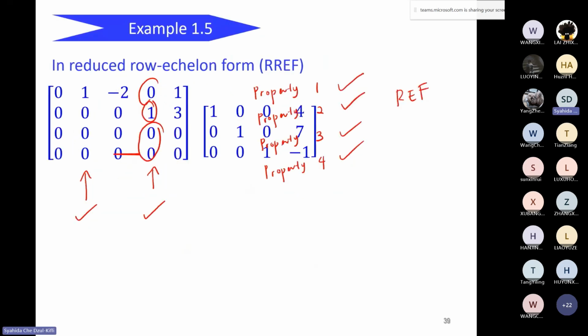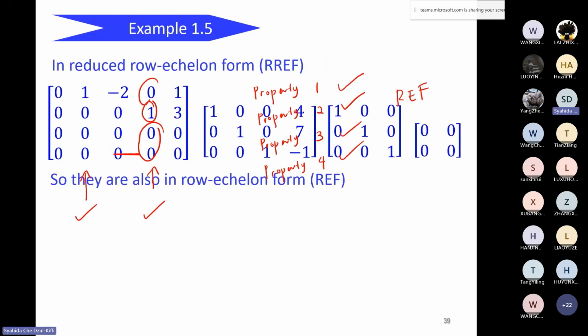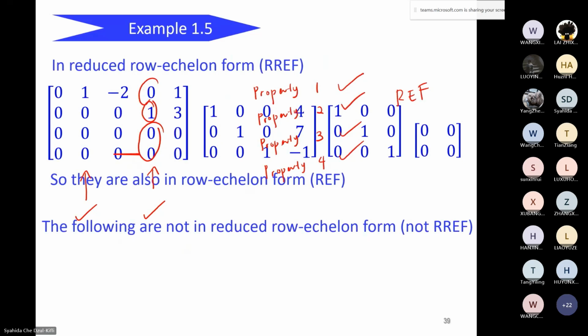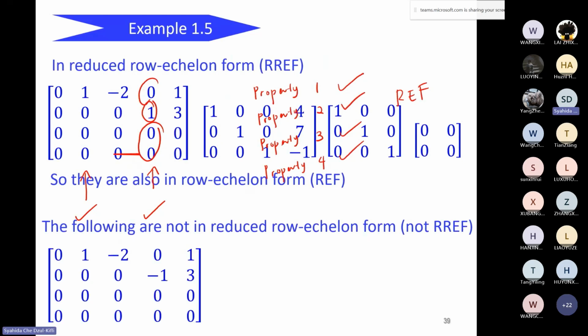Okay, there are some other examples. You may check by your own. Since they are RREF, therefore they are also REF. So the following are not in reduced row echelon form.